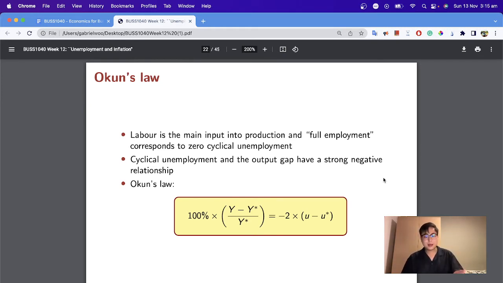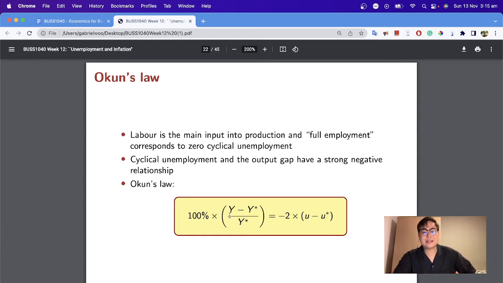Because total unemployment minus the natural rate should equal cyclical unemployment. So U star is natural unemployment, which is structural and frictional unemployment. This U right here is total unemployment. So when we subtract U star, what we get is the people who are unemployed due to cyclical reasons.